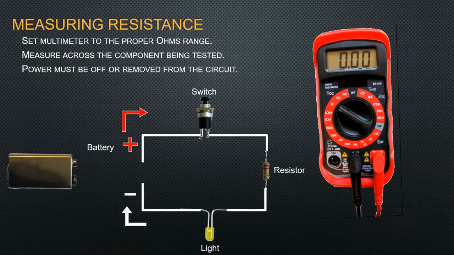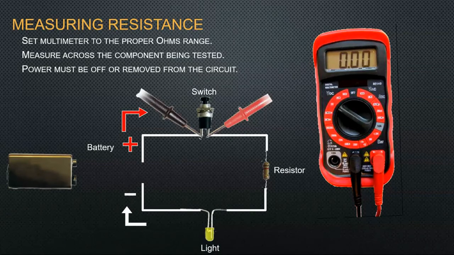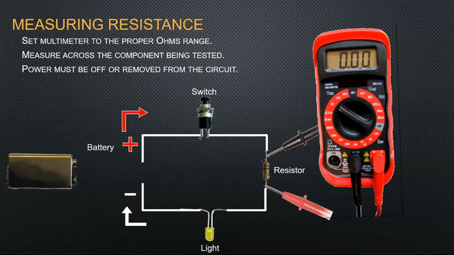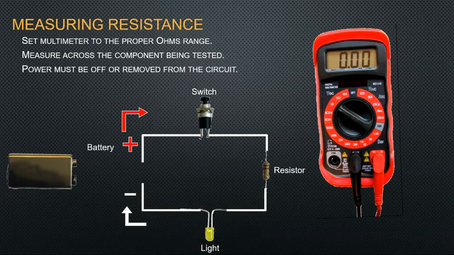Once that's done, turn the dial on the multimeter to the appropriate resistance range. Then the resistance can be measured across the components, just like we saw when measuring the voltage. The multimeter supplies a small amount of current to one lead and measures how much is received by the other lead in order to figure out the resistance of a component.